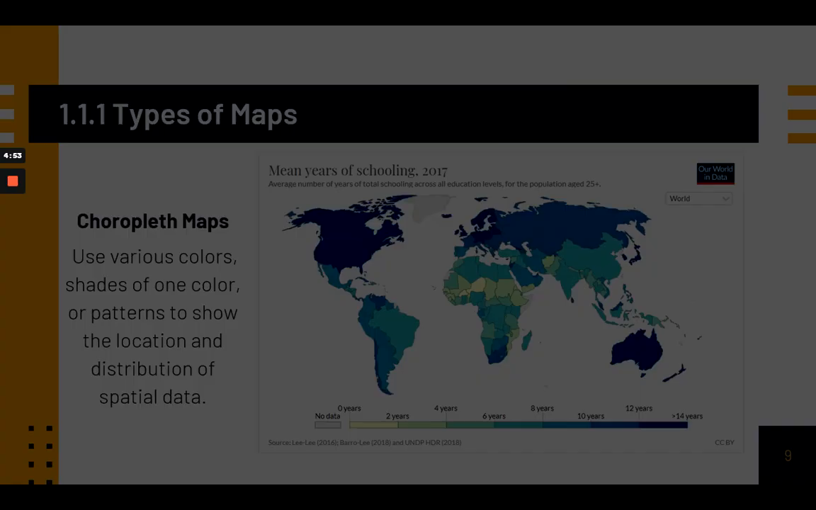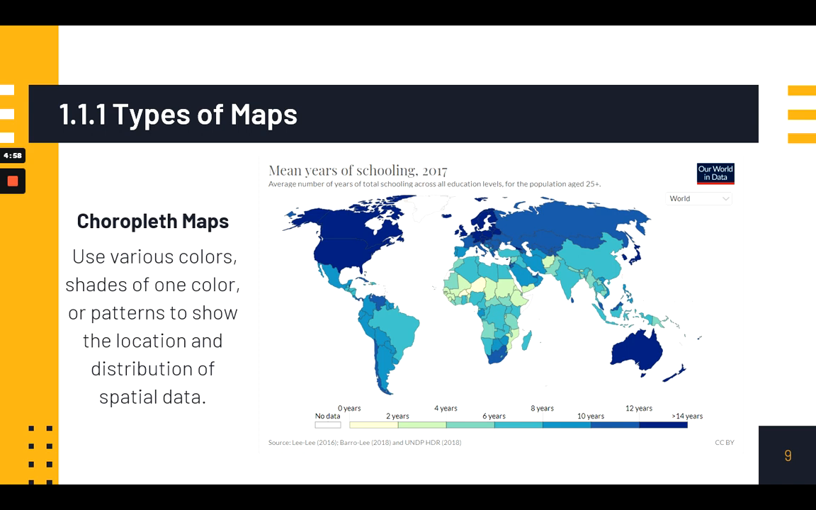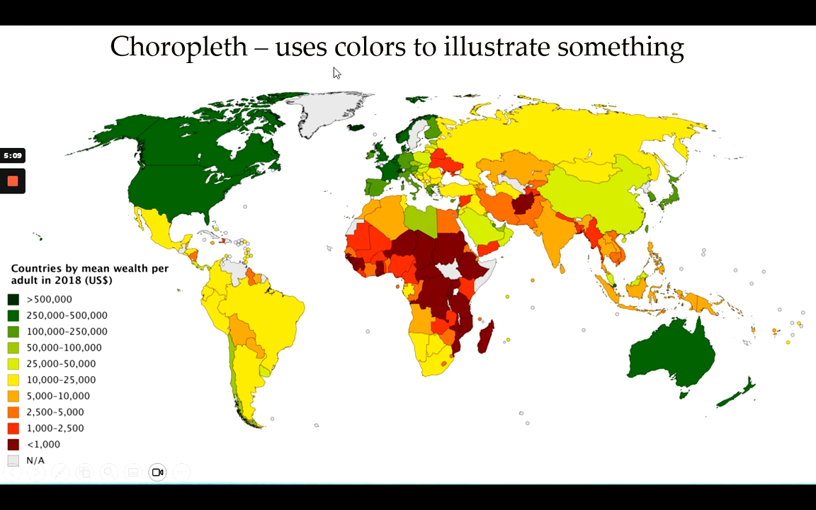All right, choropleth maps. Choropleth, color. So I would define that. This is my definition. Choropleth maps, they use colors to illustrate something. Even if they're in black and white, you can still have a choropleth map. You can have different shades of gray and stuff like that. As you know, on a paper test, it's always different shades of gray.